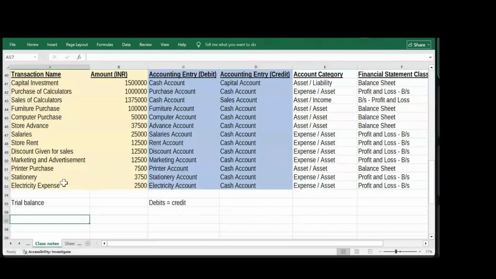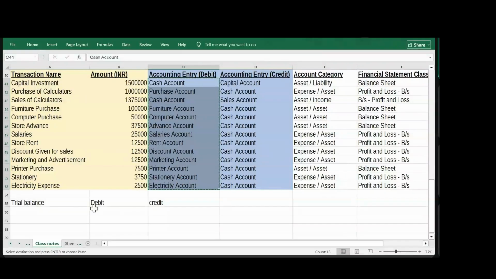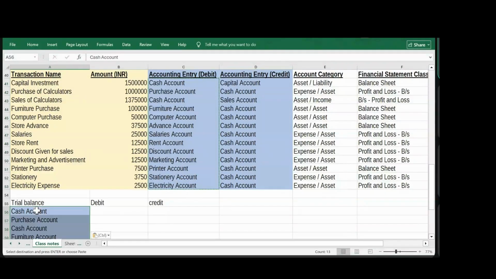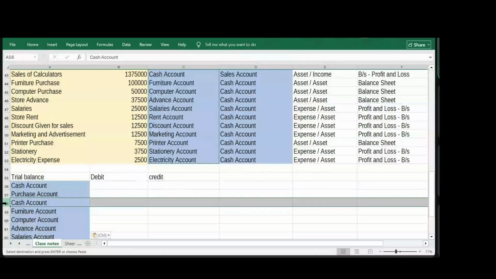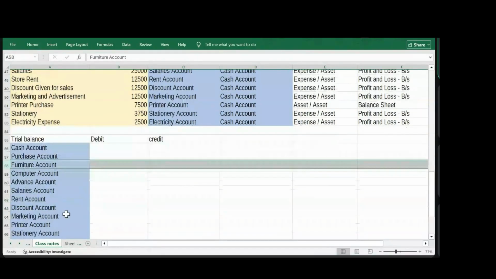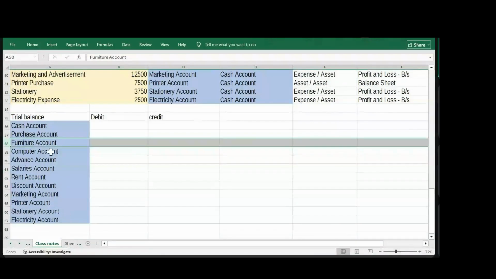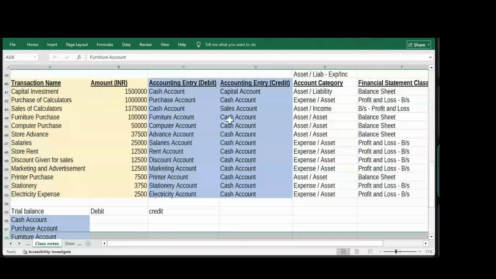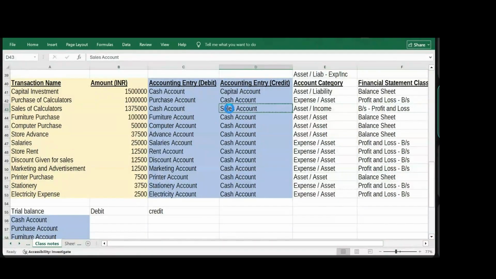Okay. Here, what are all the accounts that we will draw? Now, what all accounts we have? Cash. And discount. Anything is repeating here? No. One more, what I left out is? Capital account. Sales account. Yeah.